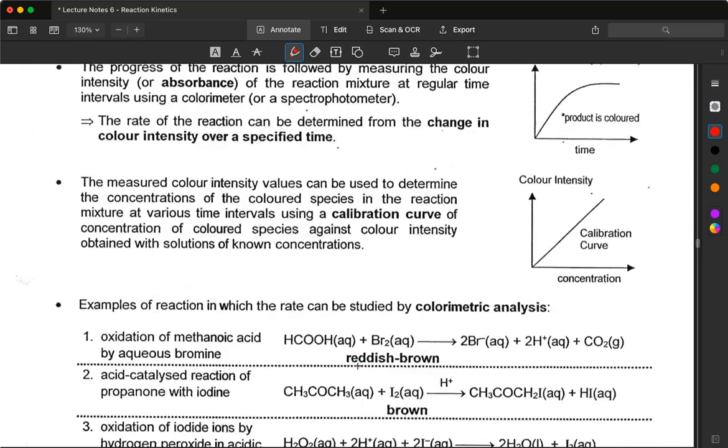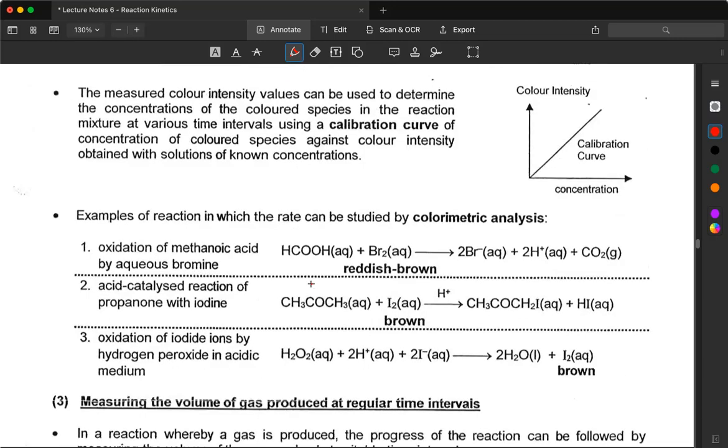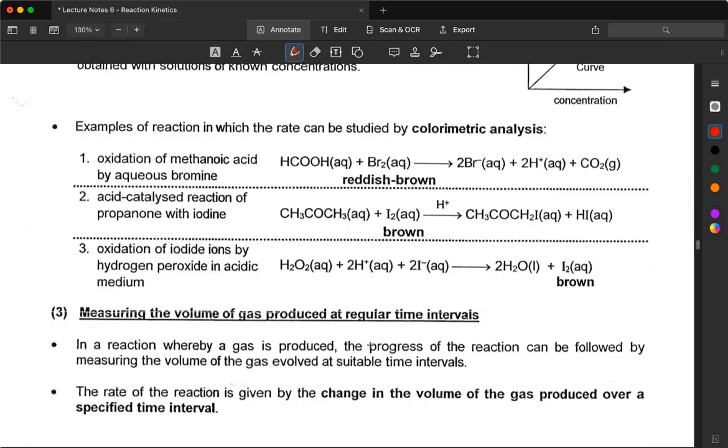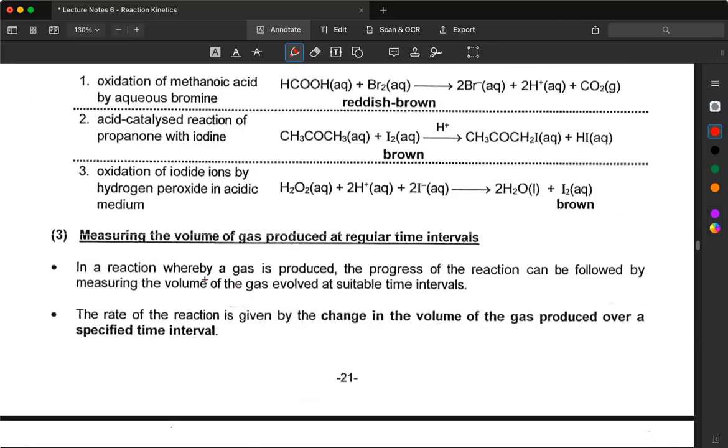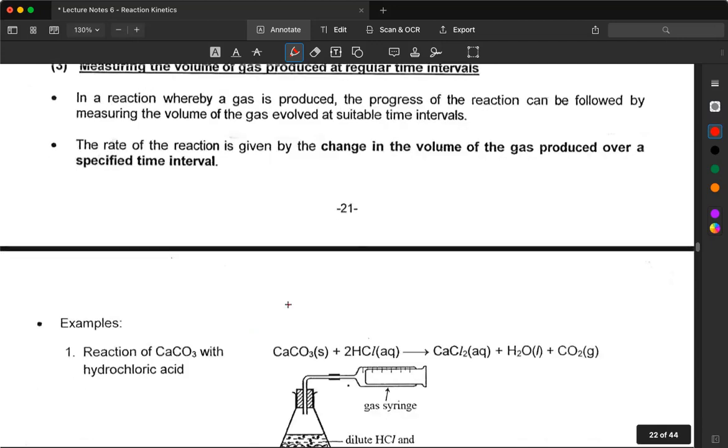Okay, so examples of reactions whose rate can be studied by the colorimetric method are those that have a color change, like all these. Another way is something that you learned at O level, measuring the volume of gas at regular time intervals. Okay, something like this you've done before, using the calibrated gas syringe to measure the change in volume over regular time intervals.